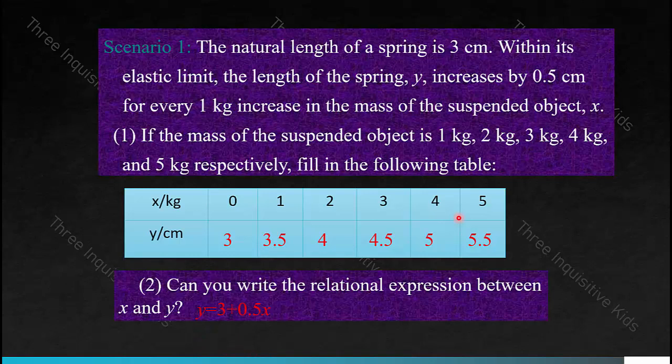That would be y is equal to 3 plus 0.5x. So y here represents, again, the length of the spring, and the x represents the mass of the suspended object. So what this equation is talking about is the length of the spring. So it starts with 3, right? Because it starts at its natural length of 3 centimeters. And then with each additional kilogram in the mass of the object, you add 0.5, so plus 0.5x.